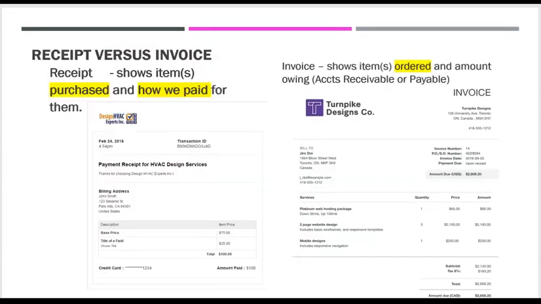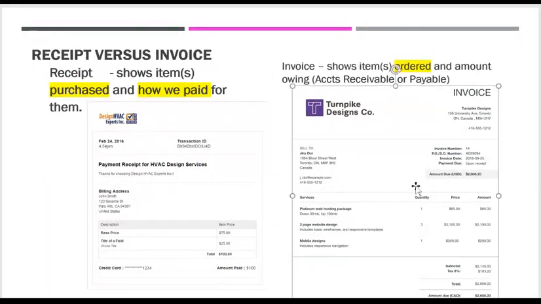So, big one is receipt versus invoice. Now, the receipt shows items we've purchased and how much we paid for them. That's the key thing. It's proof that it's been paid for. If you take a look at this example right here, we've got base price $750 and a total of $100 paid. So it shows the credit card that was used. It only shows the last four digits, but the key thing is the receipt shows what was paid.